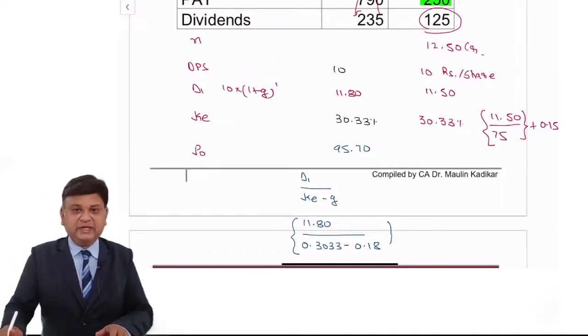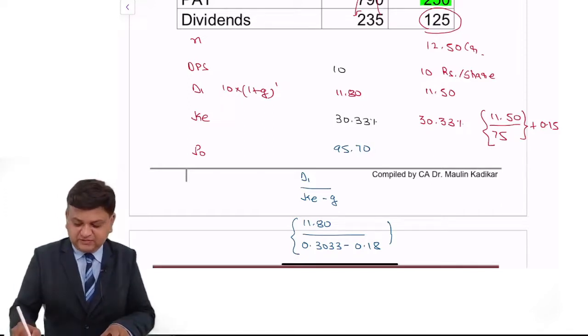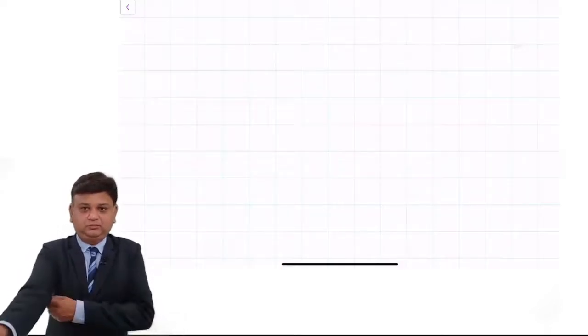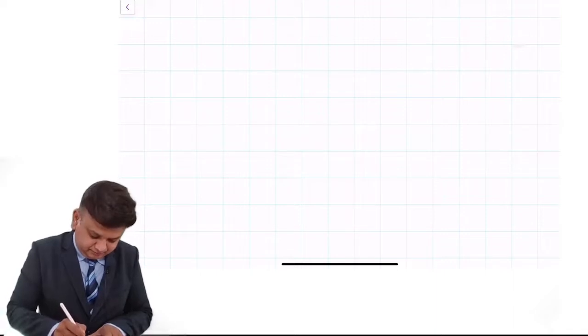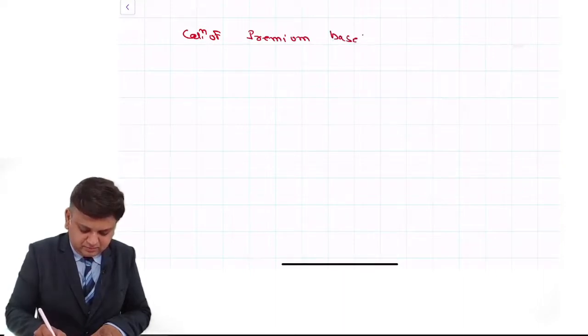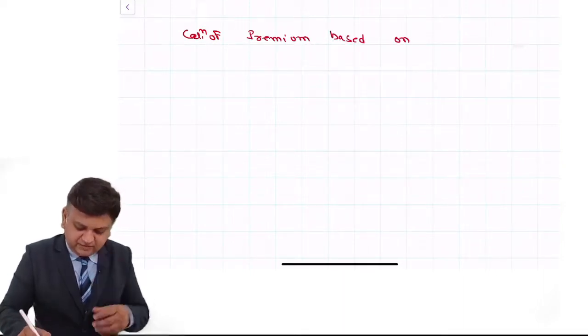Once you compute the price, the calculation of the premium is very simple. Minus 75, you'll get the premium. 75 is the current price, and that can be converted into percentage terms. That is the way we can do the premium calculation. So write down the heading: Calculation of premium based on dividend growth model.